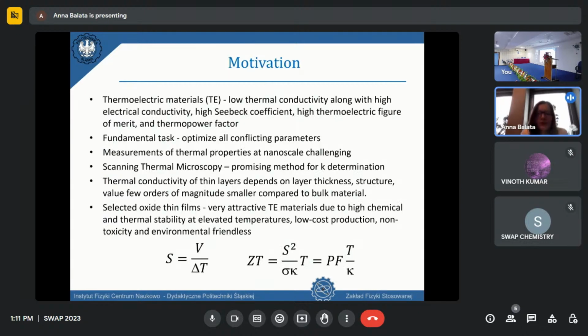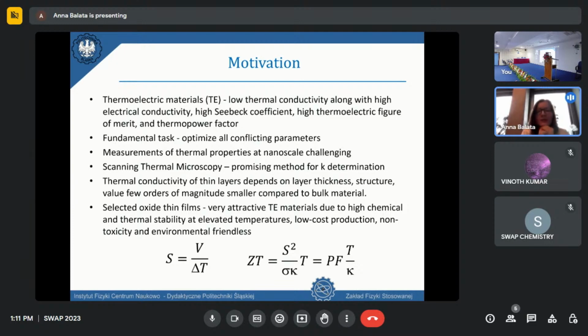So I agree with the speaker before me. I also like oxide materials. And my talk today is about oxide thin films.